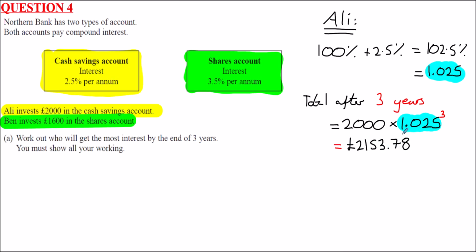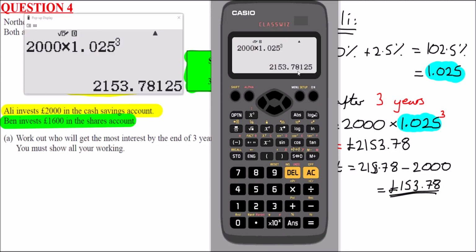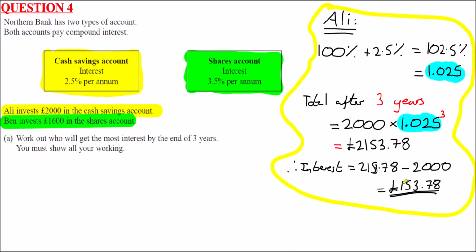Now the interest just means how much has been added on. So therefore the interest will be the difference between what he ends up with, which is 2153.78, minus the £2,000 he began with. So the interest is the extra £153 and 78p, which we had here, just rounded to the nearest penny. So that's Ali done. We can now compare this with Ben's interest.